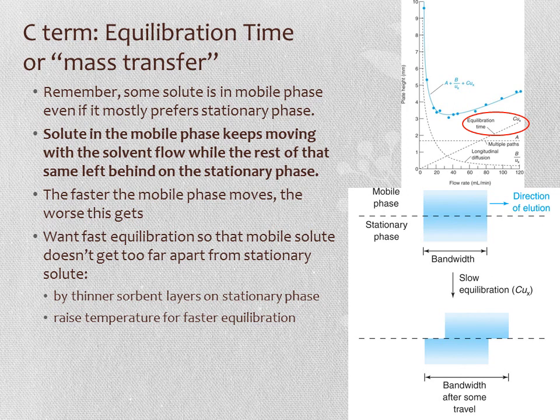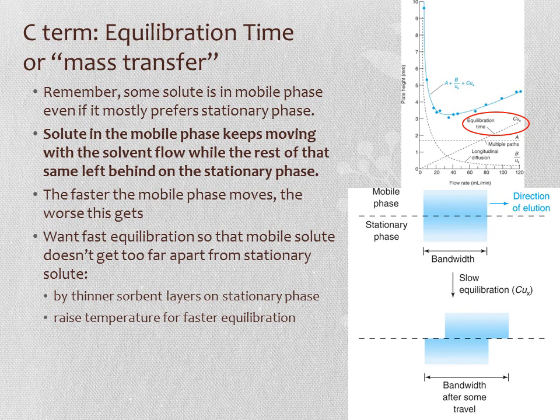In the picture here on the bottom right, we're starting out with a band where everything is together. We have a certain bandwidth. We have some of it moving in the mobile phase along the direction of elution, and some of it is retained at the stationary phase. If we have a slow equilibration between these two, where we're not really getting analyte between the stationary and mobile phase very quickly, then the group that's in the mobile phase is going to move on, and we've increased our bandwidth. Remember, bandwidth is really talking about what the plate height is.